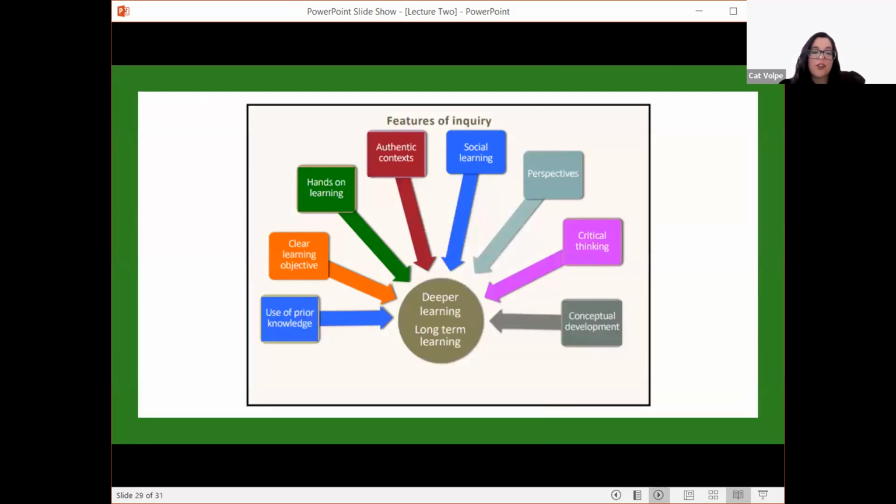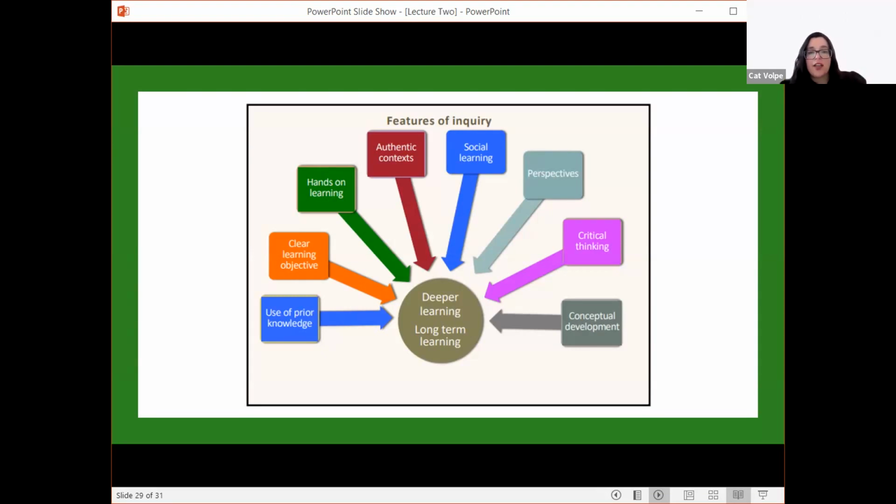All right, so just going over what the features of inquiry are. So we're looking at a lot of prior knowledge. It's very clear what the learning objective is, and that inquiry question is key for this, for both the teacher and the students. Hands-on learning is paramount, so we're getting students very active. They're not just sitting there taking in information and that's it. They're very much hands-on in inquiry learning.